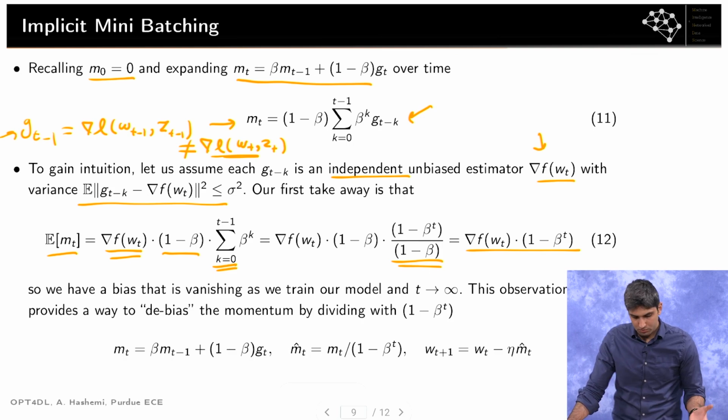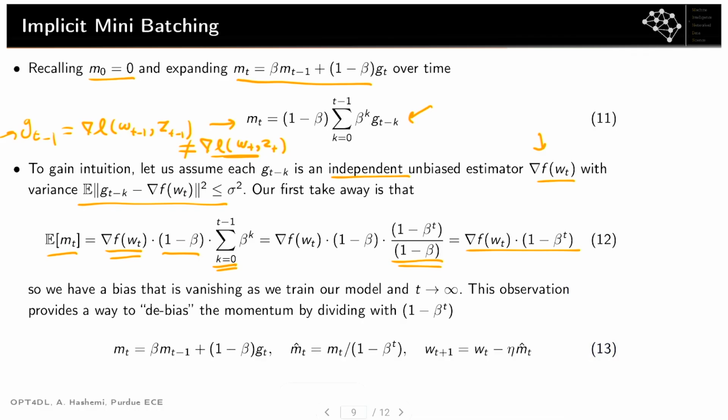Okay. So our first takeaway is sort of what we expected. This is actually, even under these simplifying assumptions, still a biased estimator of the true gradient. However, the bias is going to vanish as we train our model and t goes to infinity. Let me be a little bit more explicit. The bias here is basically the gradient times beta to the power of t, or rather minus the gradient times beta to the power of t.